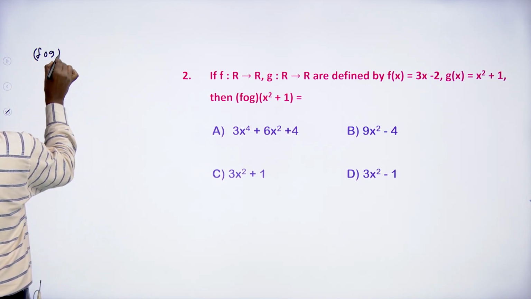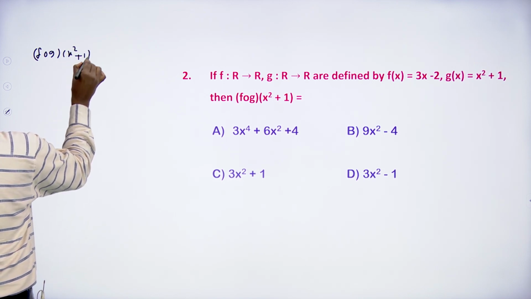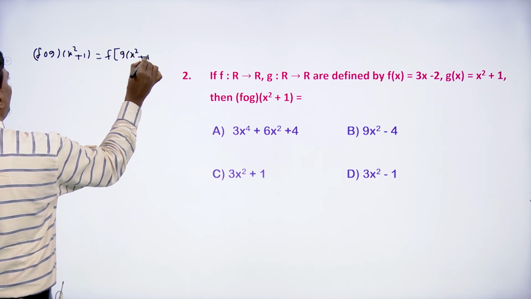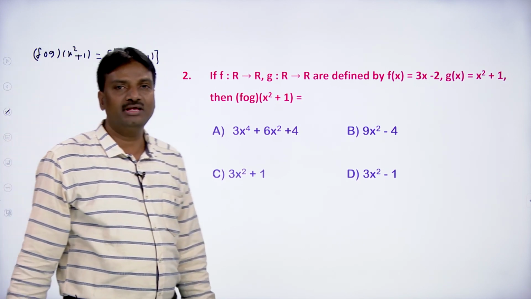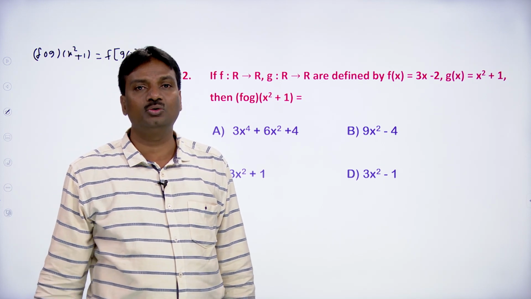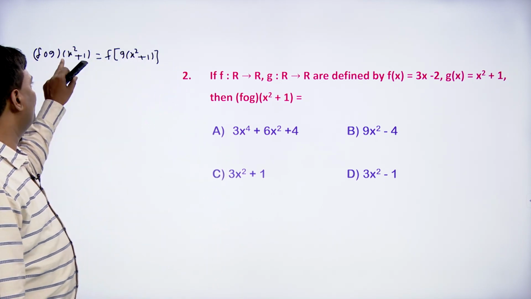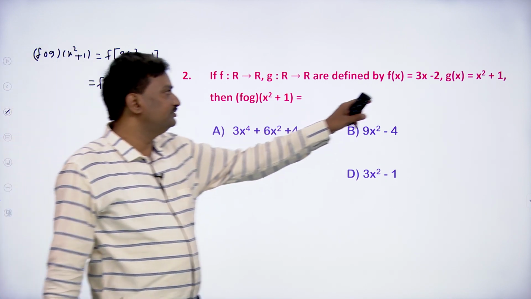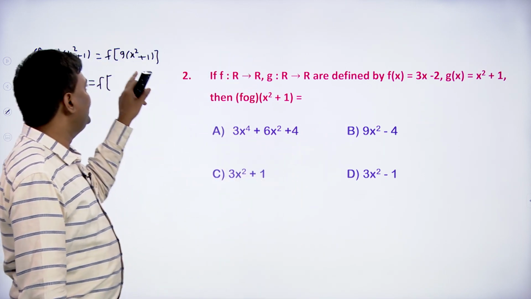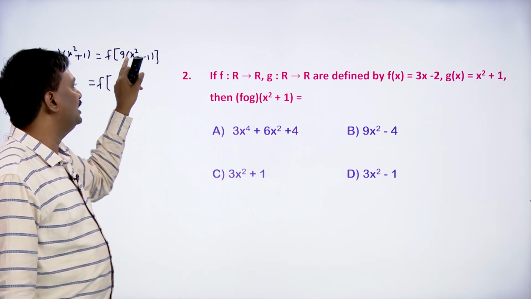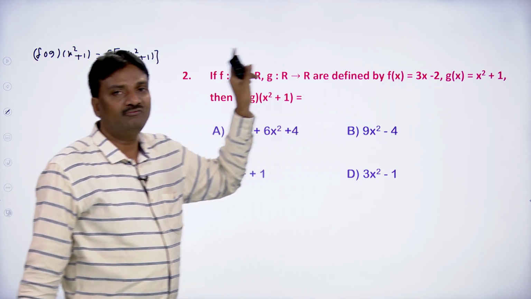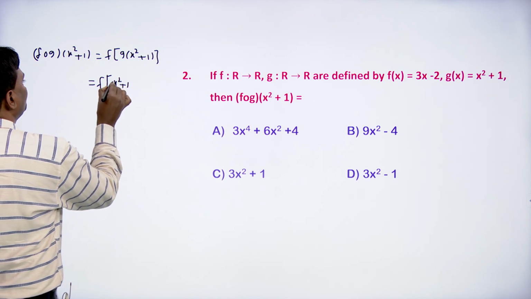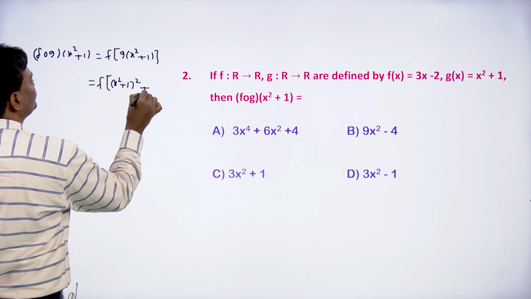f circle g of x square plus 1. So we can write this as f of g of x square plus 1. According to the passage, we have f circle g of x equal to f of g of x. So f of g of x means g of x square plus 1, where g of x is given as x square plus 1. But here in place of x we have x square plus 1. So that is x square plus 1 whole square plus 1.